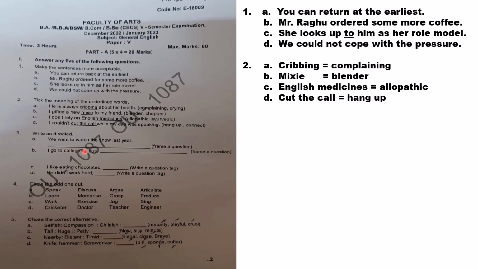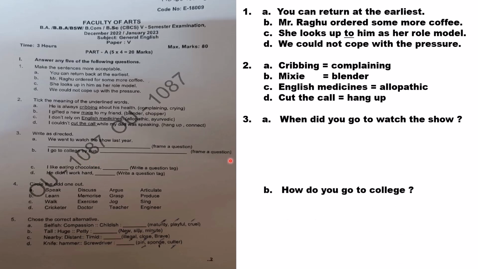A. We went to watch the show last year. Frame a question. So last year indicates that it is a past tense. The question also should indicate a past tense verb. When did you go to watch the show? That is the question. B. I go to college by bus. Frame a question again. So how do you go to college is the question.